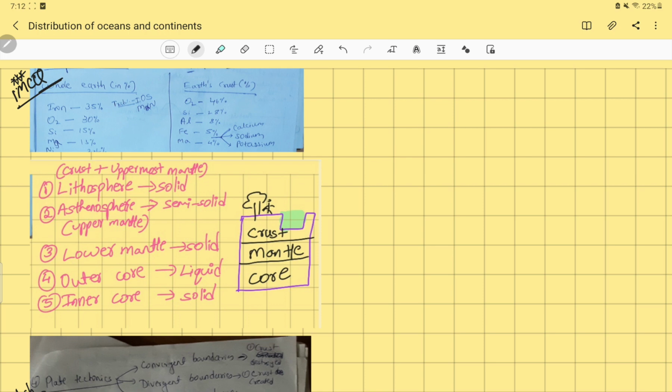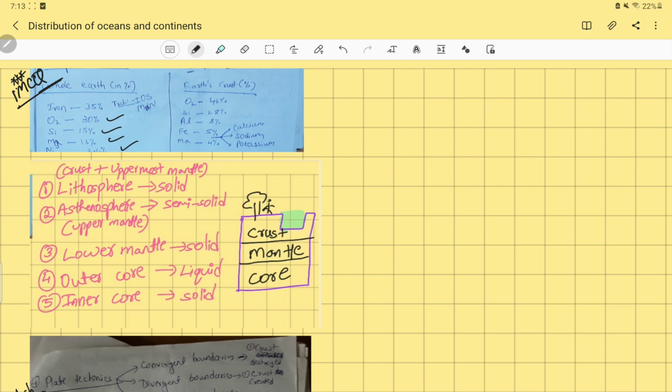What are the elements of which earth is made up of? The whole earth is made up of iron, which is highest in percentage. 35% is iron, then 30% is oxygen, silicon is 15%, magnesium is 13%, and nickel is 2%.